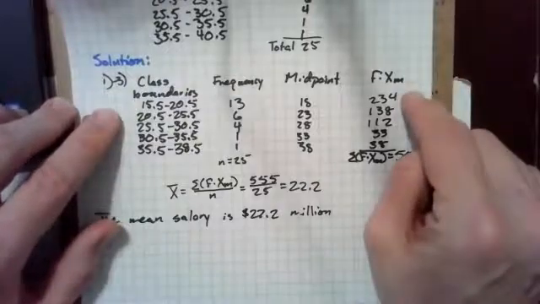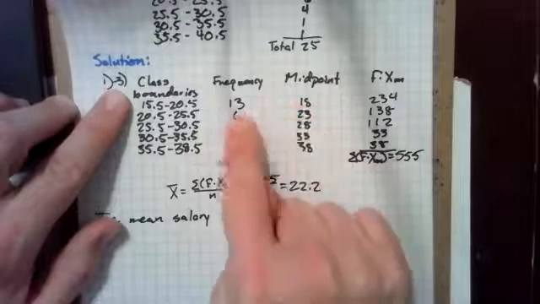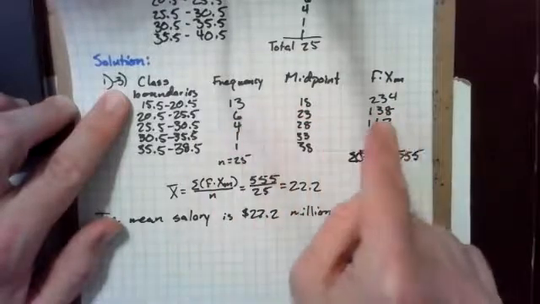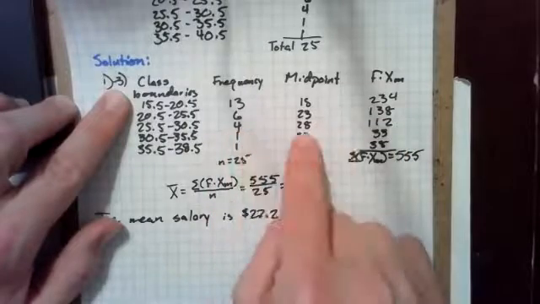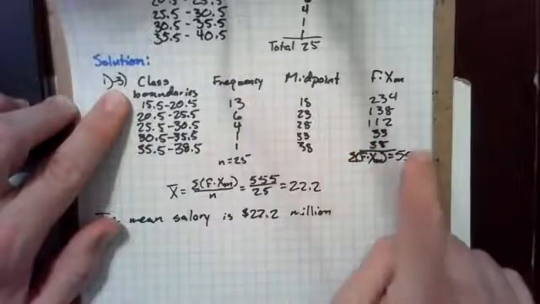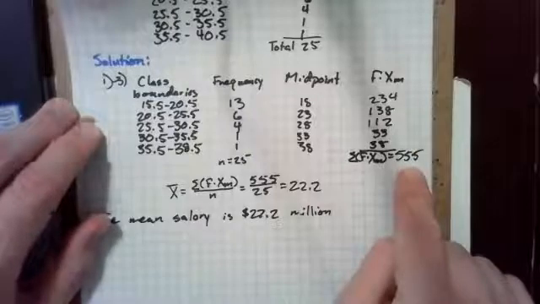And then for f times xm, I just multiply the frequency by the midpoint to get 13 times 18 is 234. 6 times 23 is 138. 4 times 28 is 112, and so on. And the total of all of these products of frequencies and midpoints is 555.